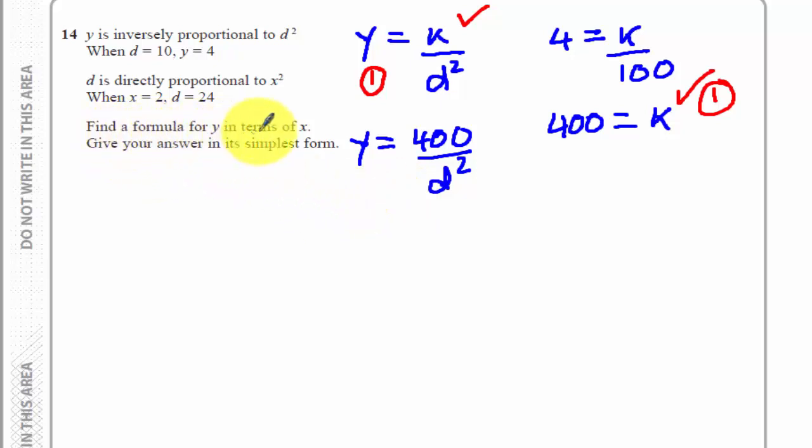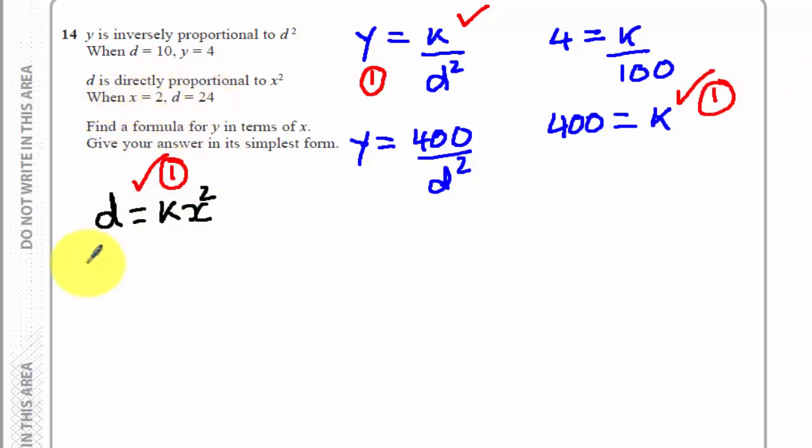Find a formula for y in terms of x. Well, I've got y here in terms of d, and I'm going to get d in terms of x. I'm going to substitute in a minute to get the final answer. D is directly proportional to x squared, so d is directly proportional to x squared. I know I've used k again, but it's going to have a different value because it's a different equation. And by writing that, I've picked up my 3rd mark.